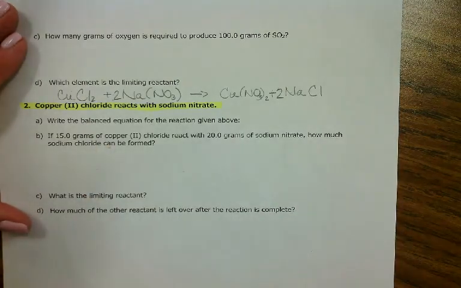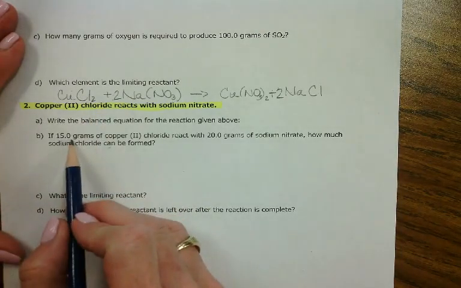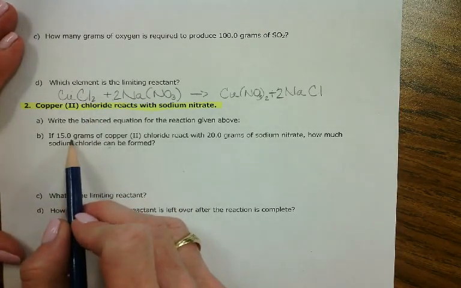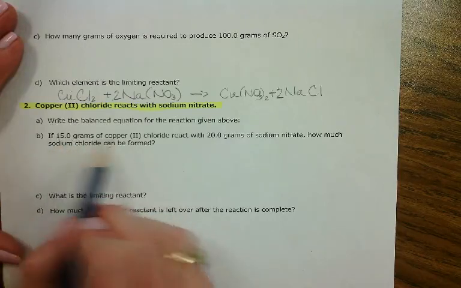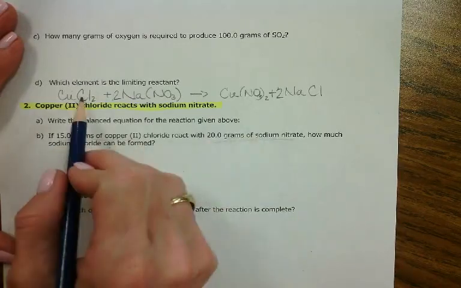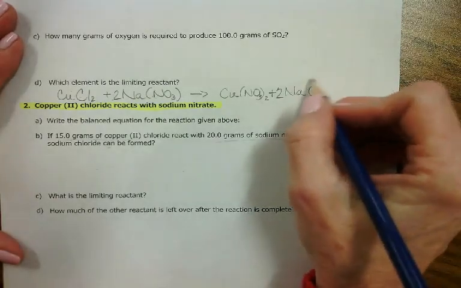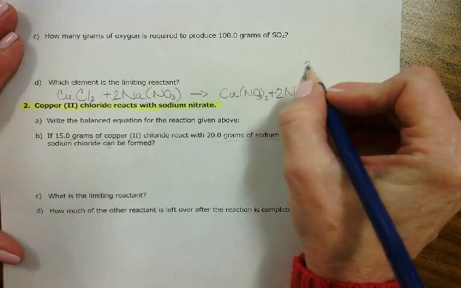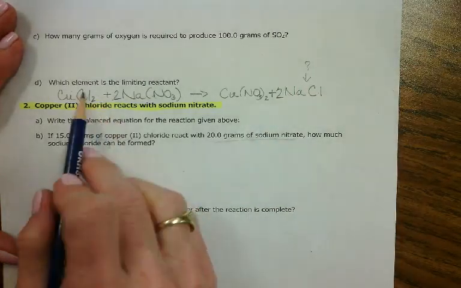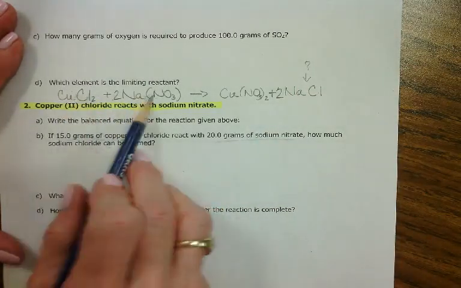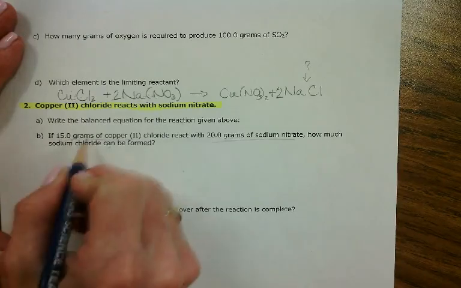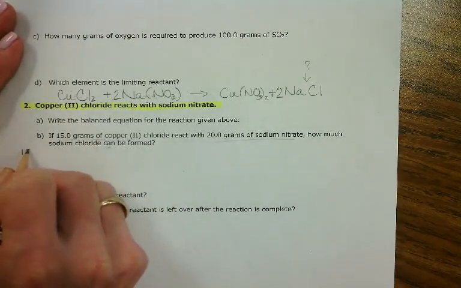Letter B says if 15 grams of copper 2 chloride react with 20 grams of sodium nitrate, how much sodium chloride can be formed? Okay, the way I know this is a limiting reactant problem is that I have a mass amount for each one of the reactants. And all I want to know is how much sodium chloride is formed. I need to know which one of these is the limiting reactant, which one is going to run out first. So I'll start with copper 2 chloride because it's written first.